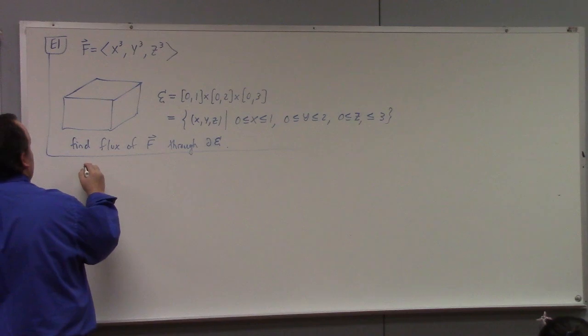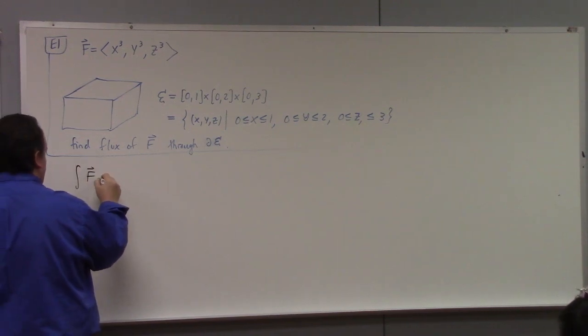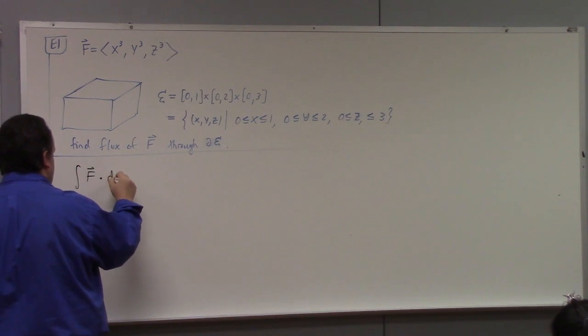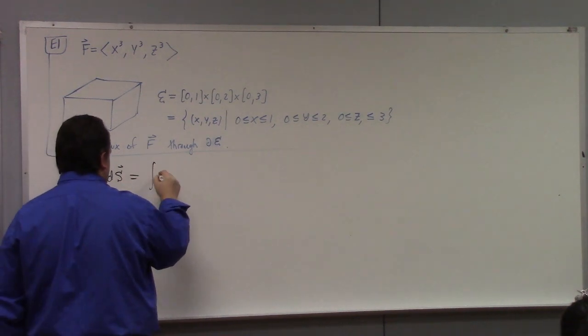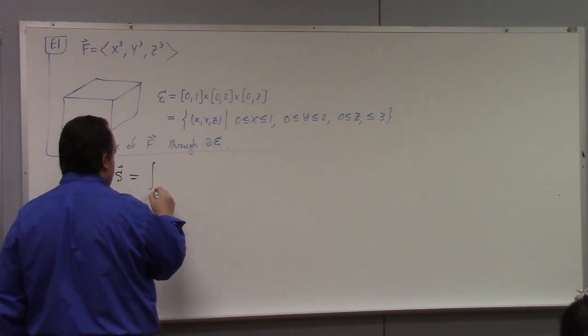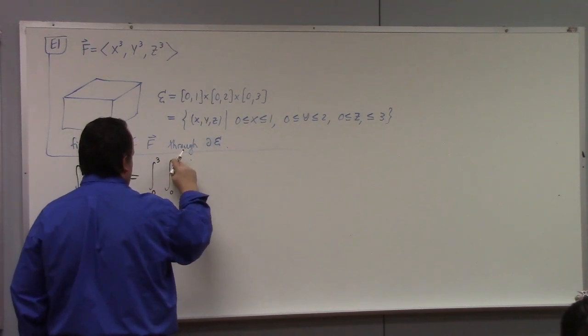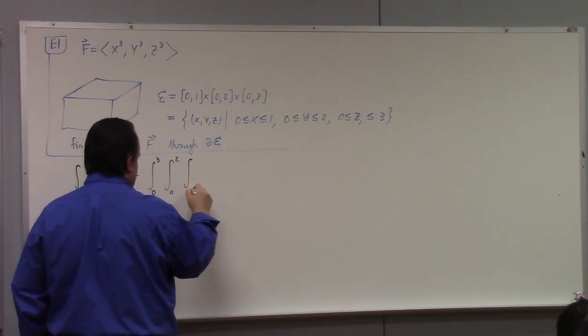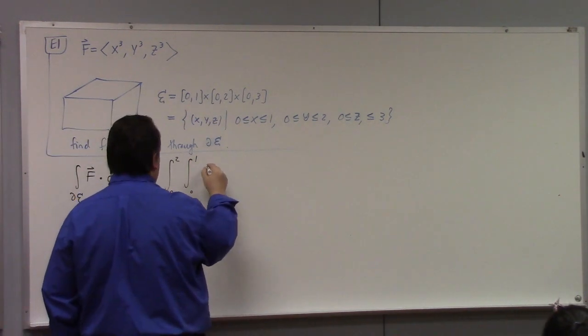So here we go. The integral of F dot dS over the boundary of E is equal to the triple integral. And here we can set up the triple integral pretty easily, right? Integral from 0 to 3, integral from 0 to 2, integral from 0 to 1. That's how we set up the bounds here. What's the divergence of F?